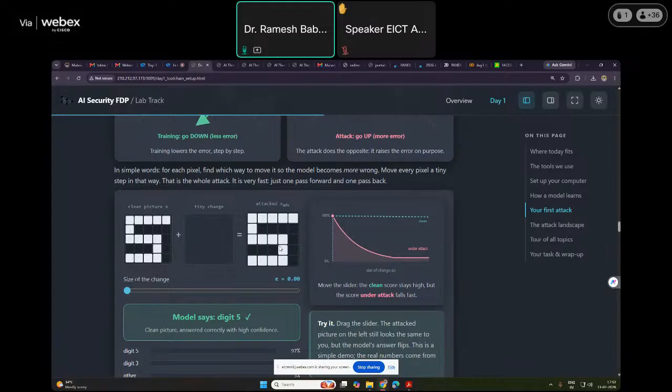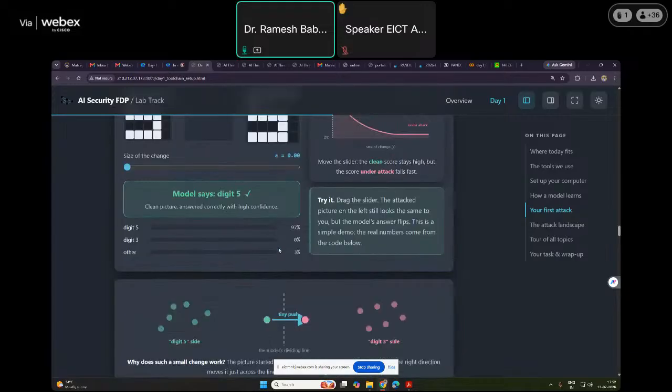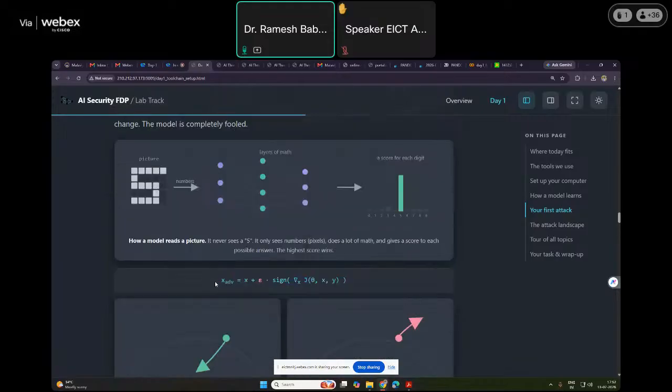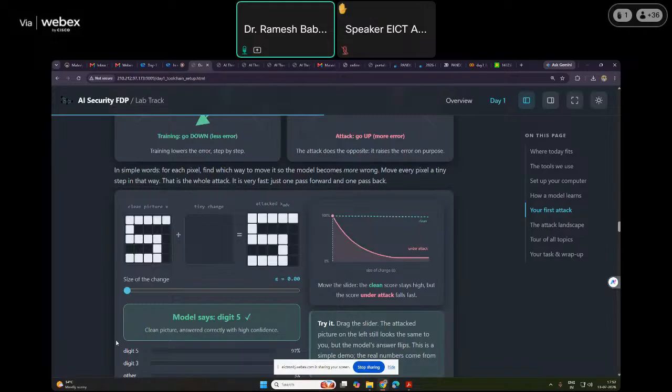Now, here I have a visual representation of what is happening overall. Here you can see this is a file in pixel format. You have some tiny noise added here, and you get a final adversarial image. So this entire visualization is based on this equation. You can also try that in your web view.